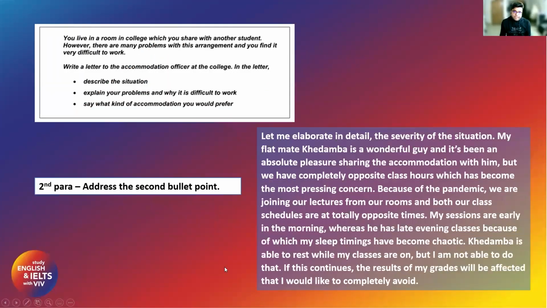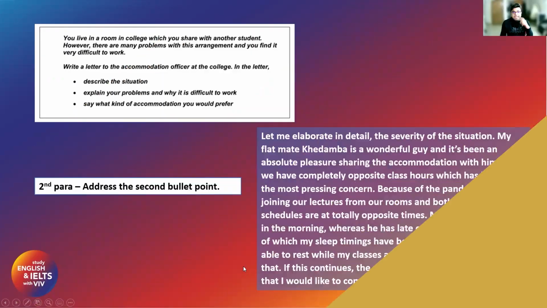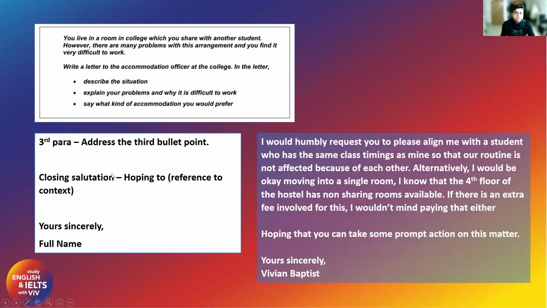After that comes the second body paragraph, where I've gone ahead and quickly elaborated my problem. Now, I have written quite a lot out here, but depending on how fast you can write, how fast you can generate ideas, you should go ahead and elaborate your second bullet point, depending on how you have to do it. But if you read through, I've gone ahead and explained my problem in detail and why it is difficult for it to work, because I am facing this problem. I've mentioned that in this paragraph over here. Okay. And then lastly, I've gone ahead and addressed the third bullet point.